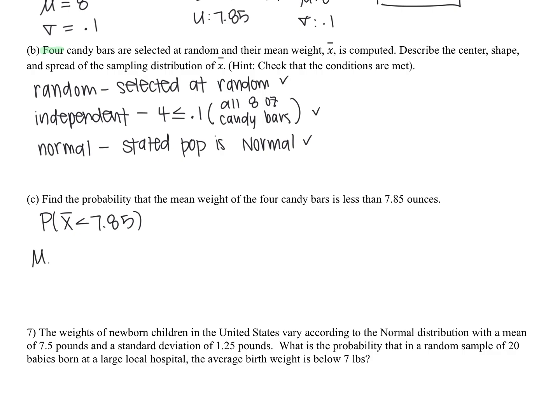And our mean of our sampling distribution is still 8, but the standard deviation is now the population standard deviation 0.1 over the square root of N, which is 4. And again, this is not a formula you have to memorize. I will give it to you, and we get 0.05.